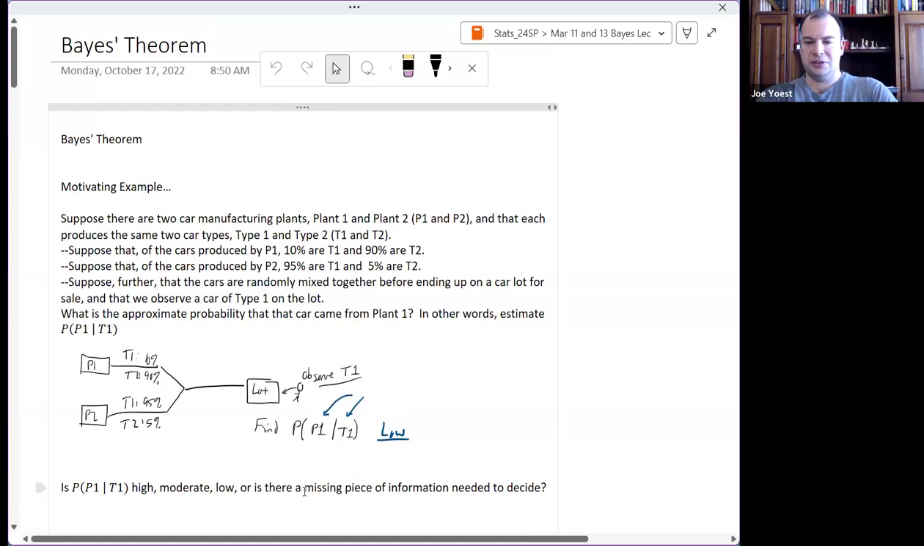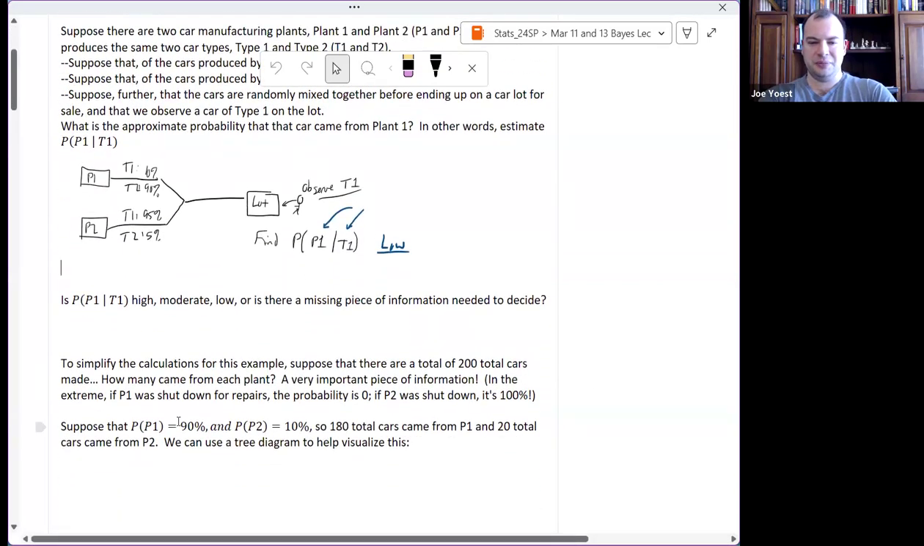But really, there's another option. Are we missing an important piece of information? Is this an intractable question? Do we need more information? And the answer is actually yes, we need more information. Let's suppose there are a total of 200 cars that were made. How many of them came from each plant?